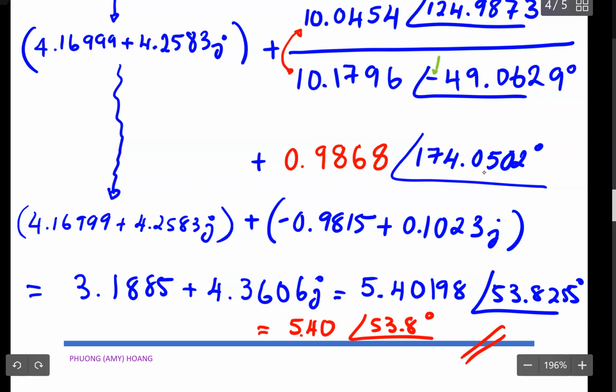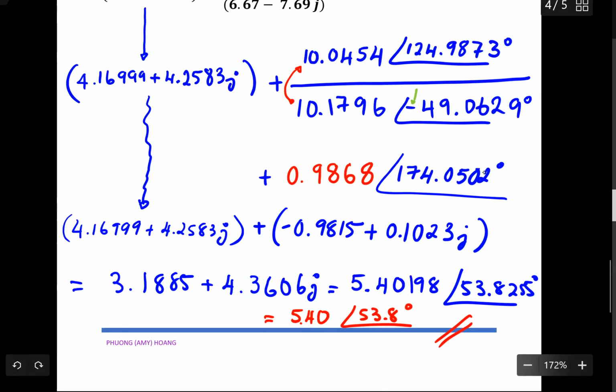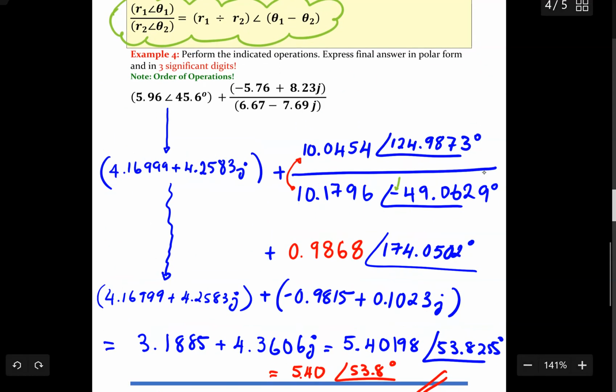Basically, in this example, I would like everyone to pay attention to the concept of BEDMAS. BEDMAS applies to complex numbers as well, and you need to convert to polar form so you can apply this rule: divide the two moduli, or subtract the two arguments. Then convert to rectangular so that you can add the two complex numbers, and in the end convert to polar as required.